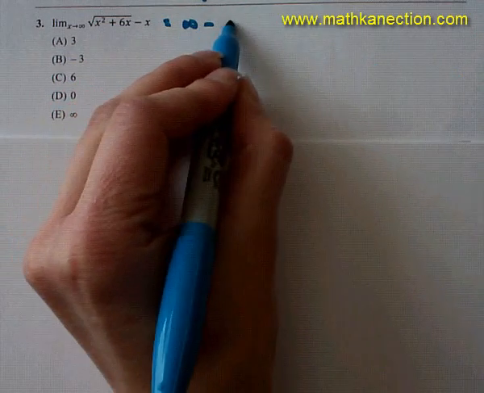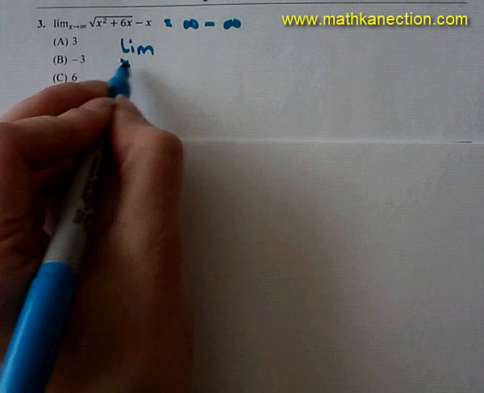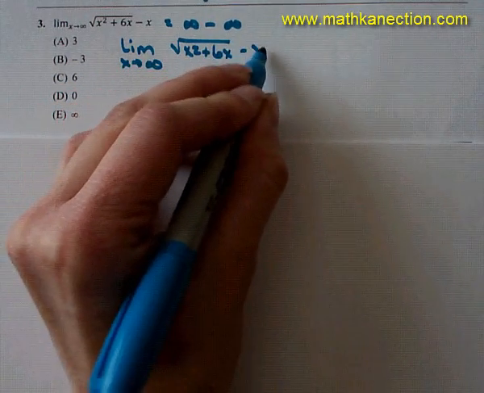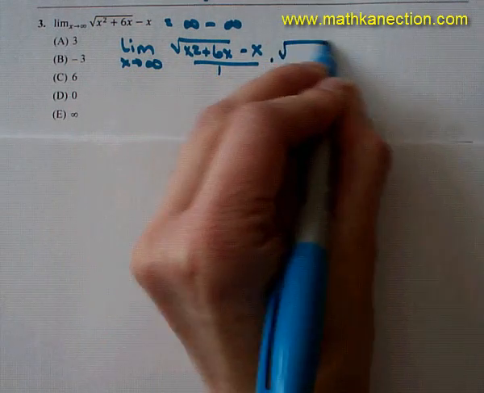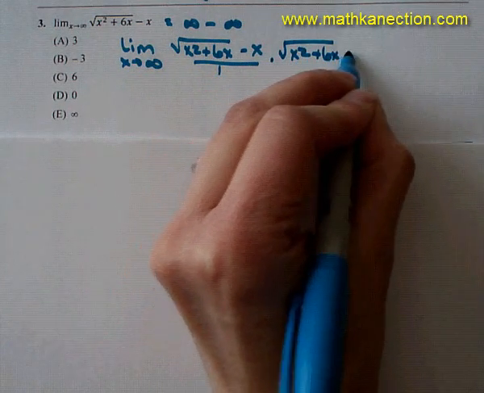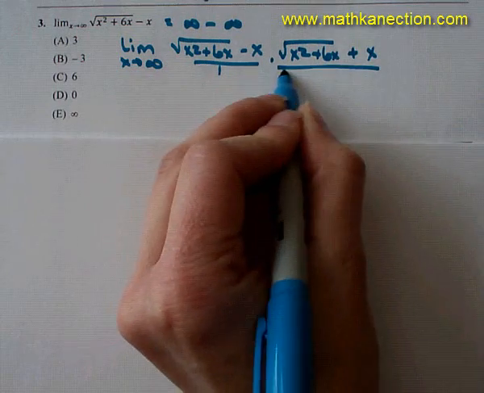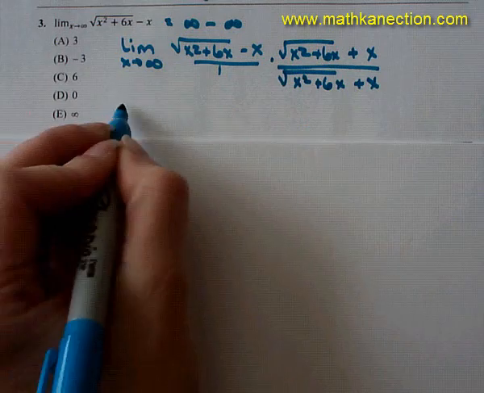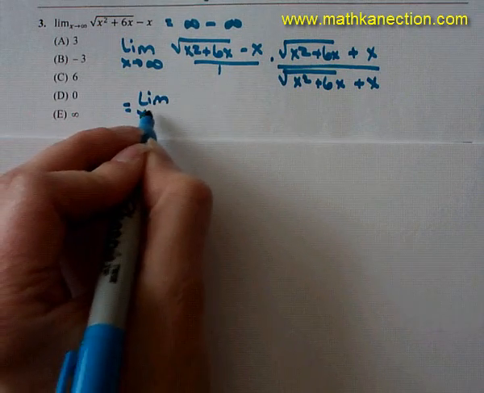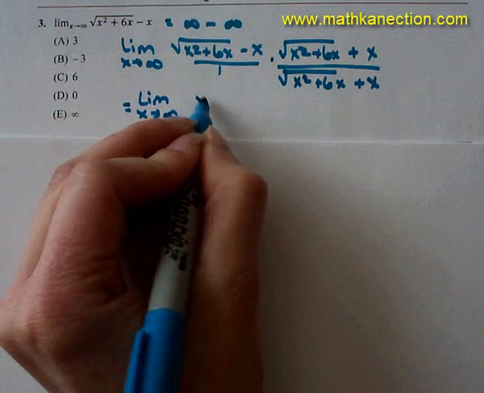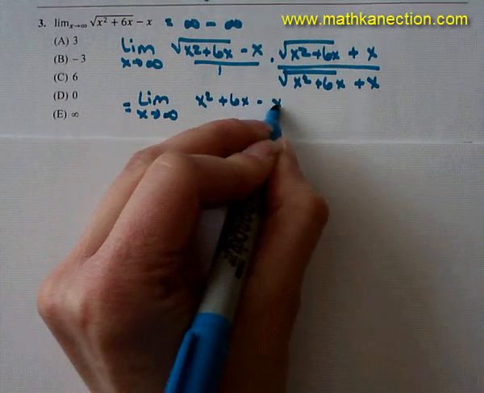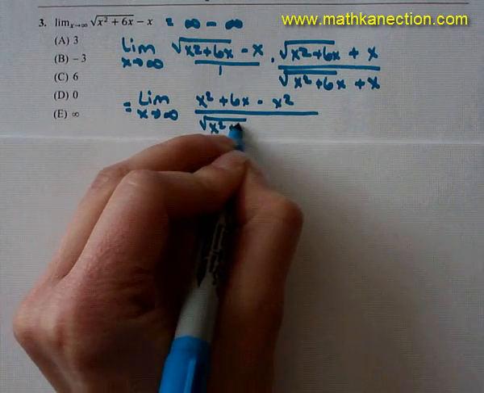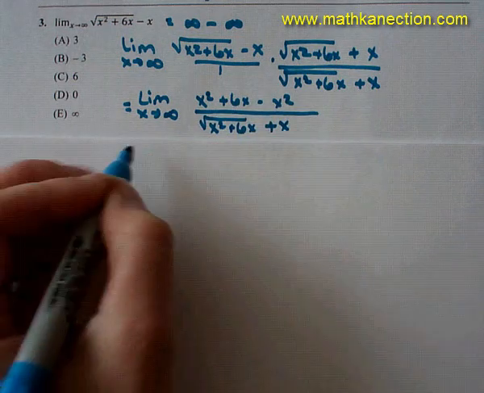Next problem, we find out we have infinity minus infinity. So we'll take the limit as x approaches infinity and multiply by the conjugate. So we're going to multiply by radical x squared plus 6x plus x in both the numerator and the denominator. And simplifying to get the limit as x approaches infinity of x squared plus 6x minus x squared over x squared plus 6x under the radical plus x.